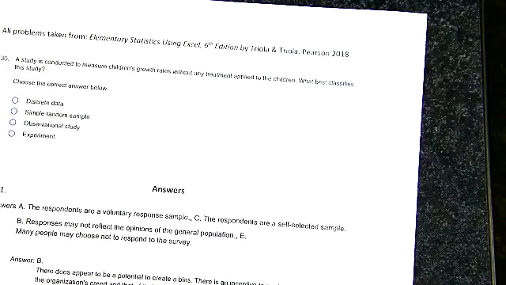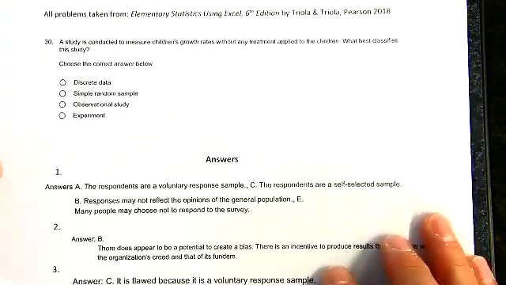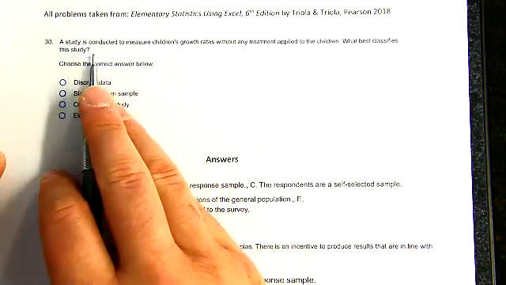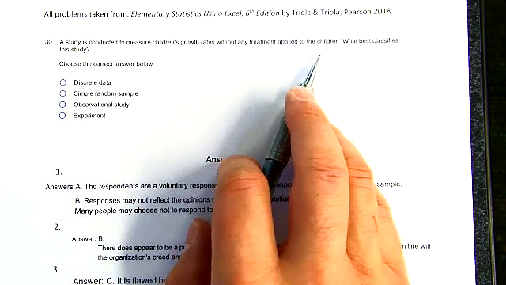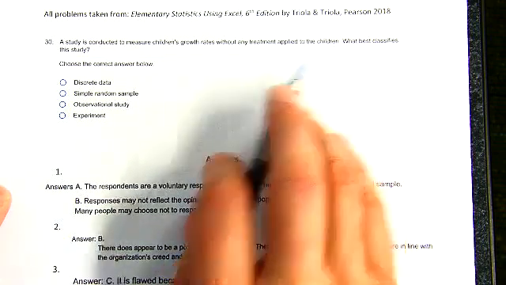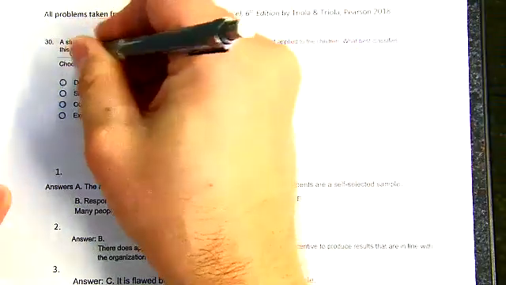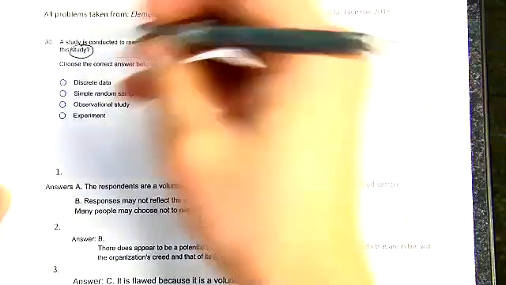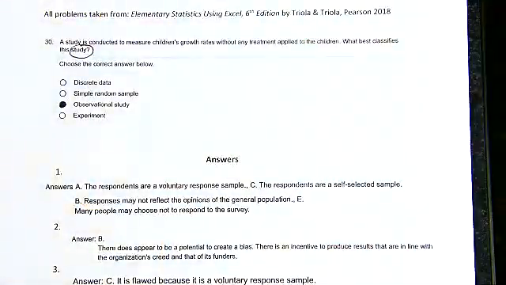Okay, last problem. After this problem, you'll be able to do all of Chapter 1 homework. A study is conducted to measure children's growth rates without any treatment applied to the children. What best classifies this study? I mean, they gave you the answer in the question statement. Observational study.